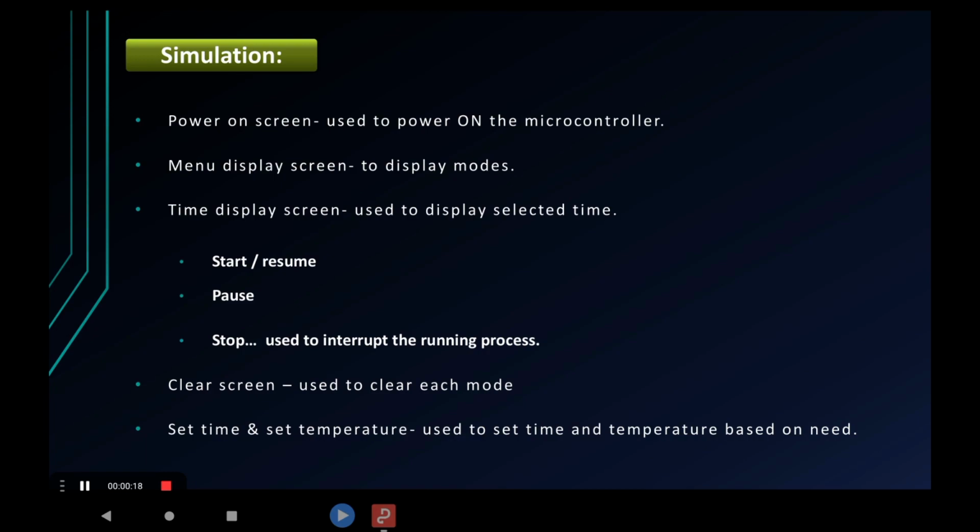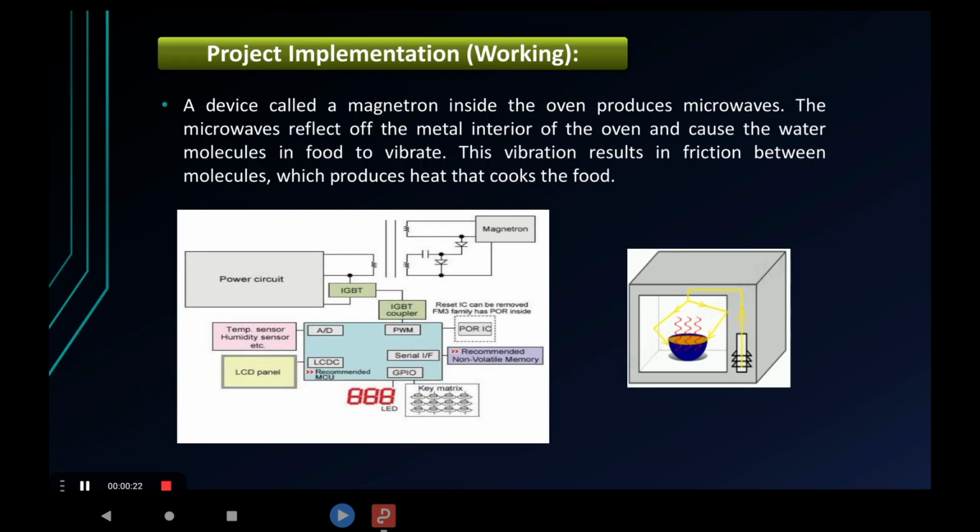Here I would like to explain the project implementation and the working principle of the microwave oven project. Firstly, let us know how a general microwave oven works. In a microwave oven, a device called a magnetron inside the oven produces microwaves. The microwaves reflect off the metal interior of the oven and cause the water molecules in food to vibrate. This vibration results in friction between molecules, which produces heat that cooks the food.